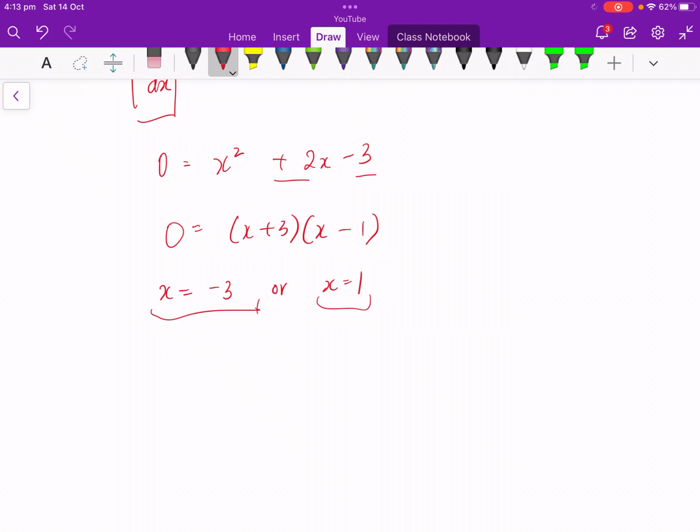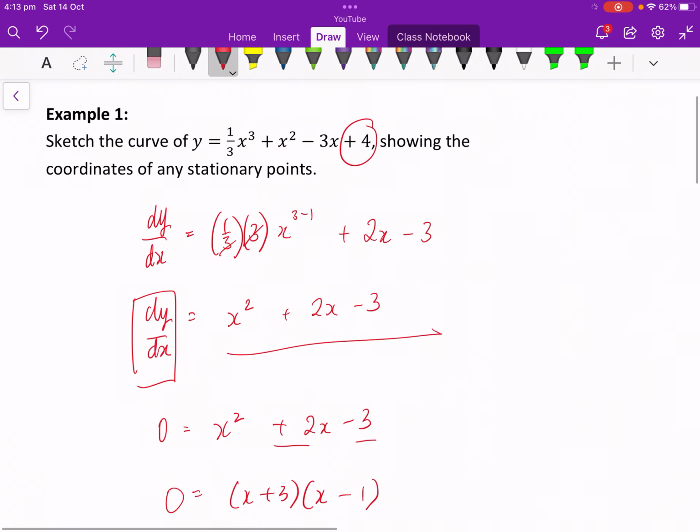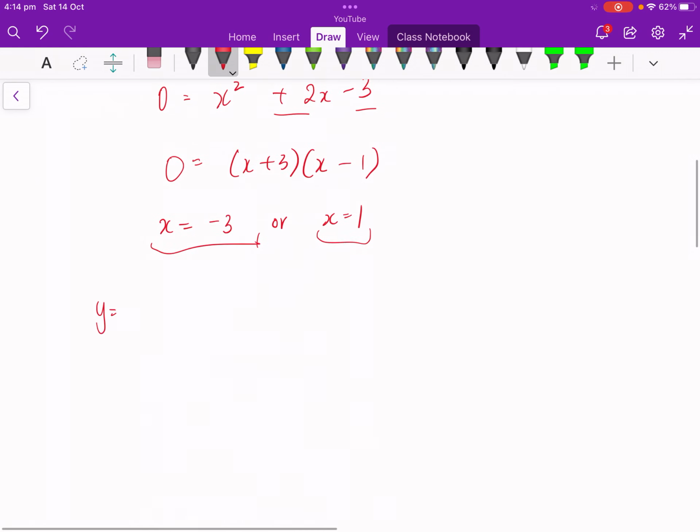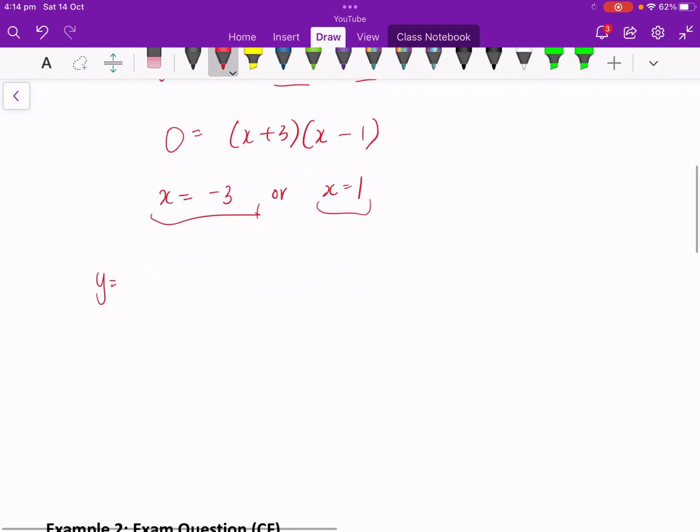Not substituting it into this, this is our differential, this is our gradient function. We don't want to put it into the gradient function. We want to put it into the original function. So let's put that into the original. So y equals, our original function is 1/3 negative 3 x cubed plus negative 3 squared, take 3, negative 3 plus 4. Now, once we've put that in, I put that into my calculator, whatever else you want to do, the answer is 13. Therefore, one of your coordinates would be negative 3, 13.